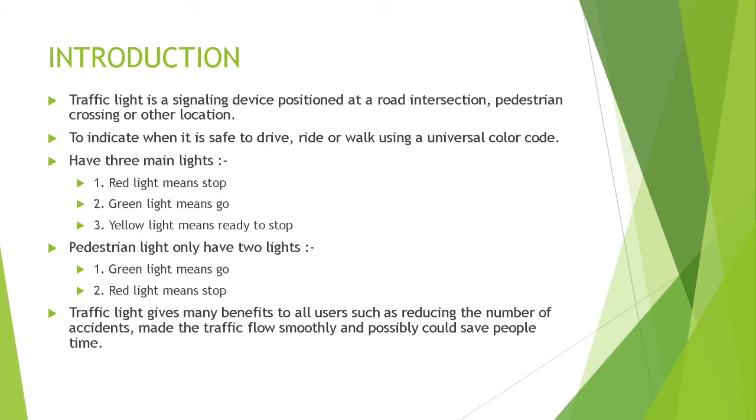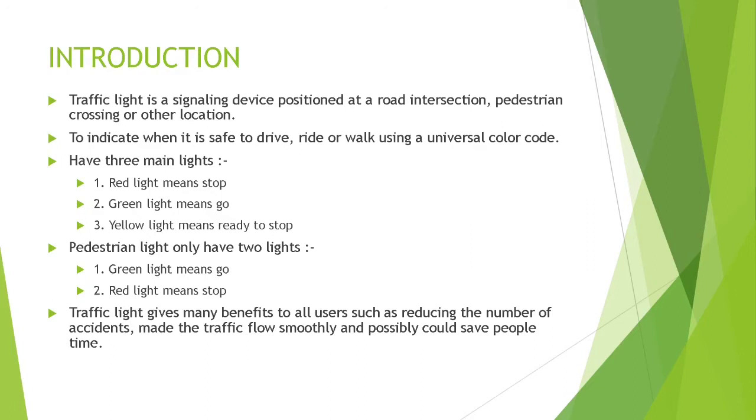Traffic light is a signaling device positioned at a road intersection, pedestrian crossing or other locations. It is to indicate when it is safe to drive, ride or walk using universal color codes. The universal color codes are red, green and yellow, in which red light means stop, green light means go, and yellow light means ready to stop.